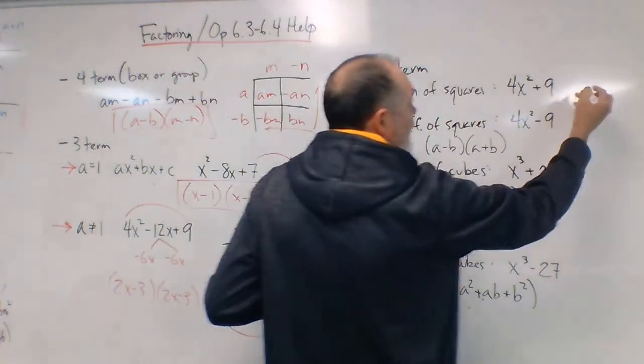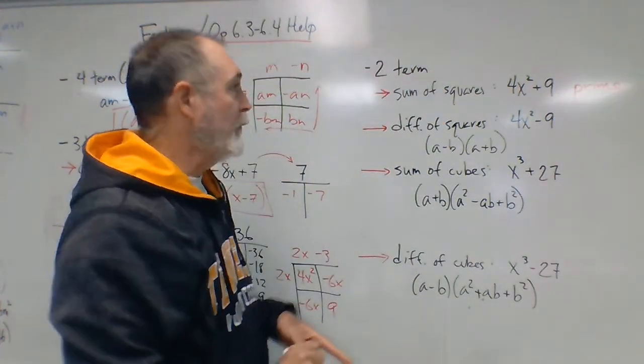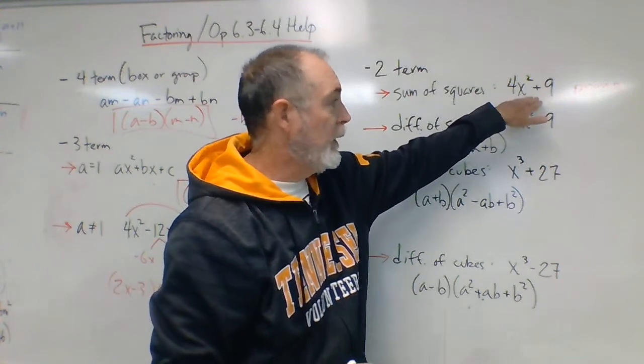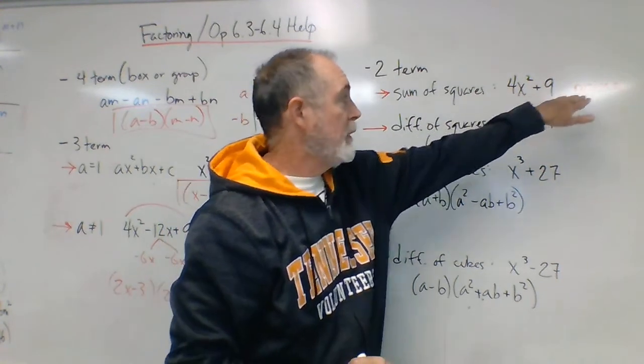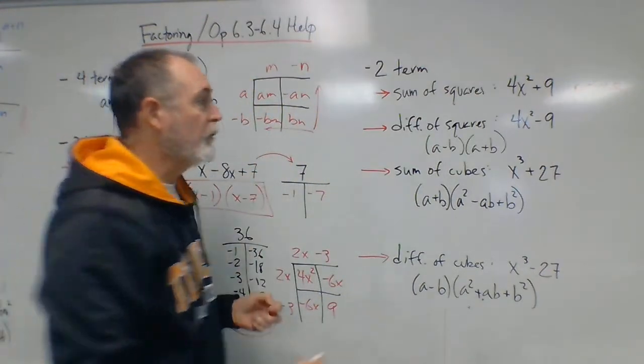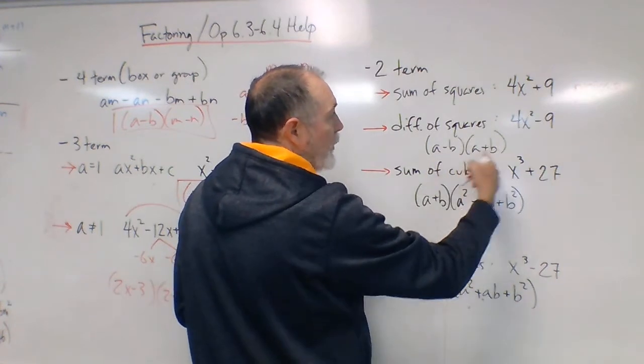Okay, this is not factorable. This is prime. Okay, sum of squares. This is a square, that's a square. All right. They're being added together. If it's a sum, this is prime. All right. If I have a difference of squares, then it's going to follow this pattern.